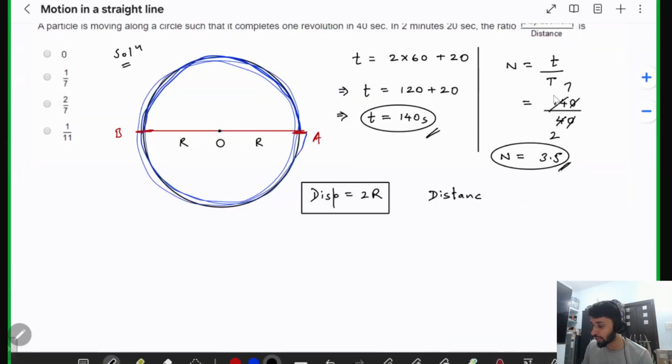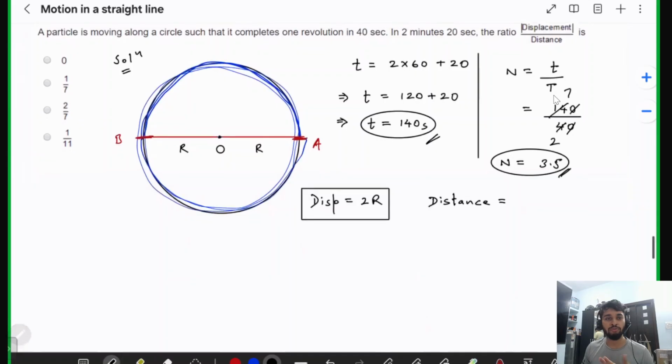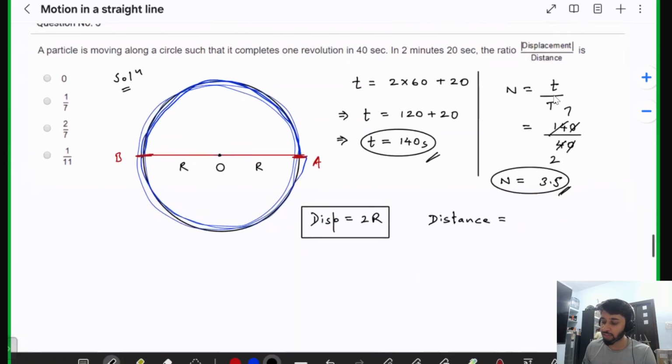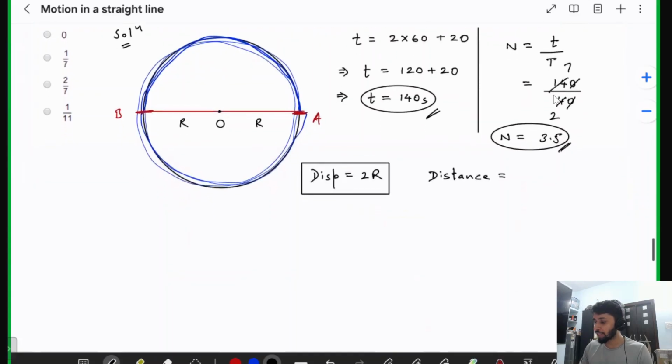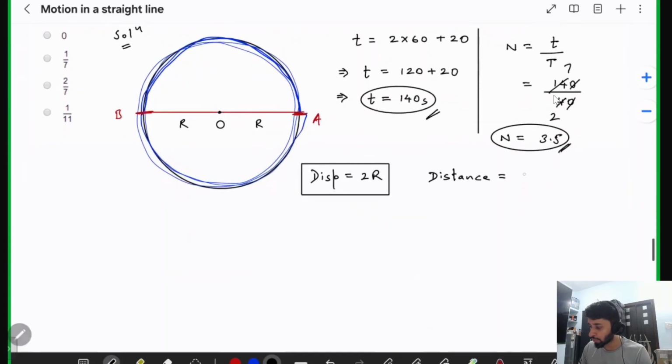So see, distance is the length of the total path traveled. So here the person is going to make 3.5 revolutions. So if he is making 3.5 revolutions, distance covered will become 3.5 times 2 pi r.